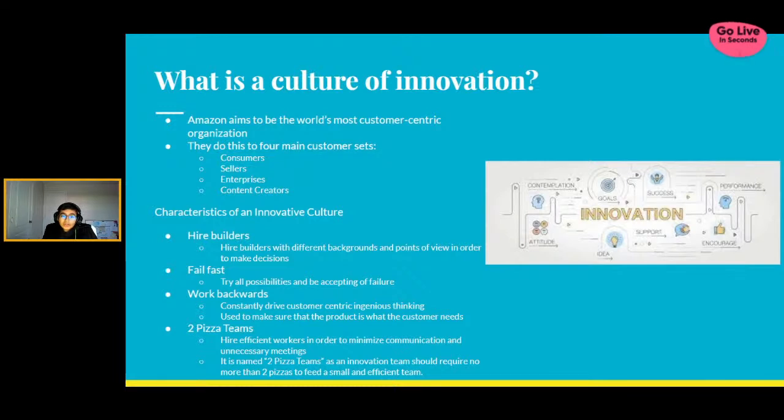First, hire builders. Hire builders with different backgrounds and points of view in order to make decisions so you get a wide variety of expertise. Next, fail fast. Try all possibilities that are open to you and be accepting and willing to fail. Working backwards. It's constantly driving customer-centric ingenious thinking, and it's used to make sure that the product is actually what the customer needs. So you work from the customer to get to the product.